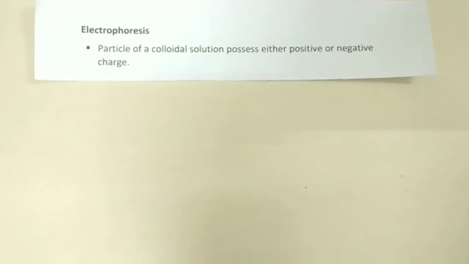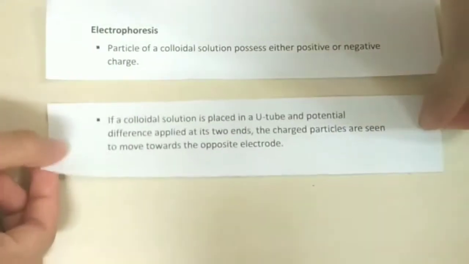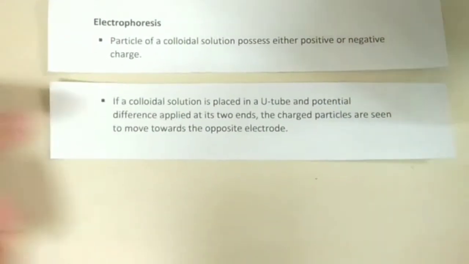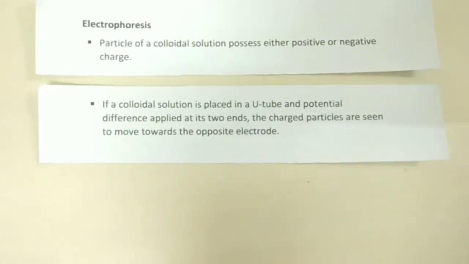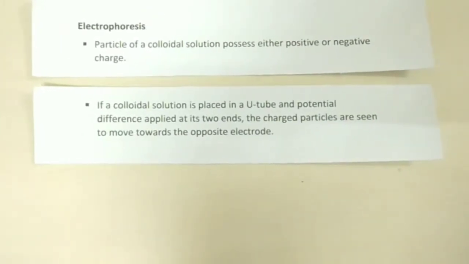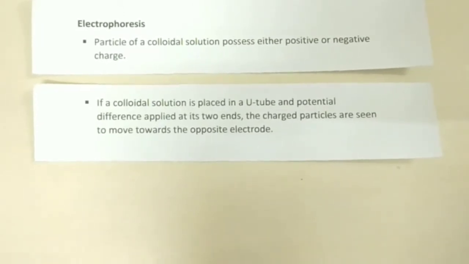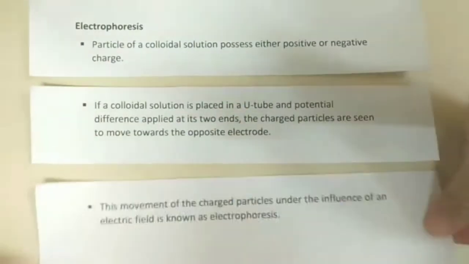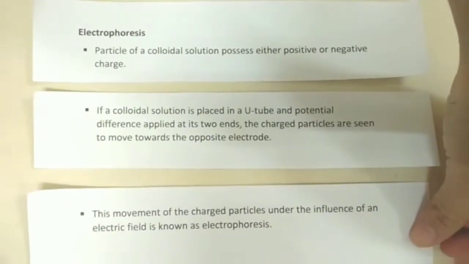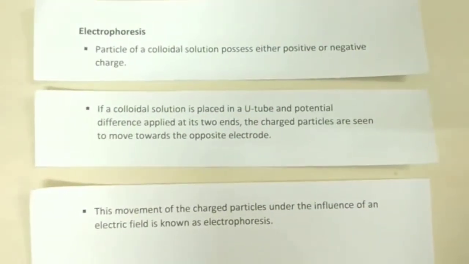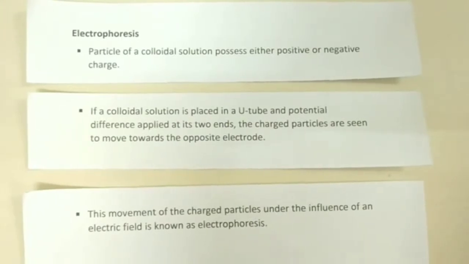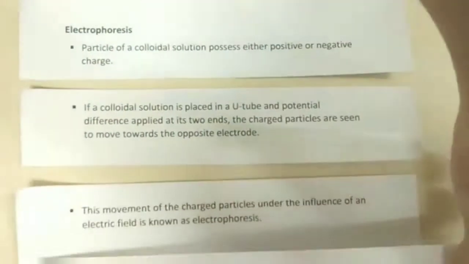Particles of a colloidal solution possess either positive or negative charge. If a colloidal solution is placed in a U-tube and potential difference applied at its two ends, the charged particles are seen to move towards the opposite electrode. This movement of the charged particles under the influence of an electric field is known as electrophoresis.